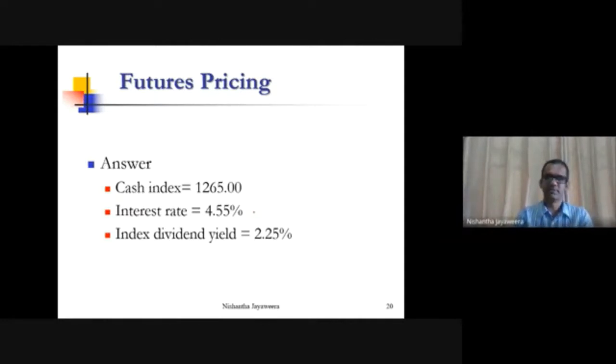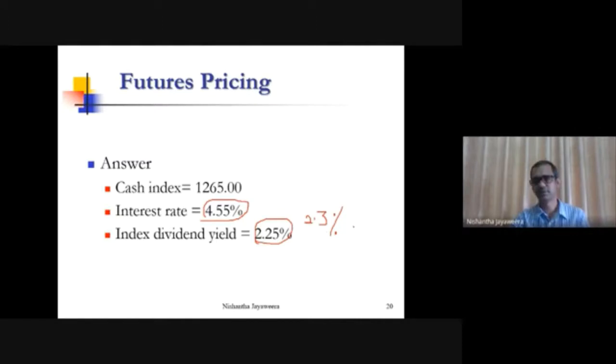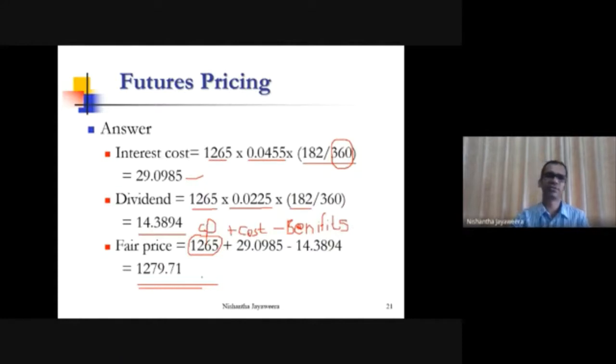In this example, are you getting a net cost or a net benefit? Net cost. It's a net cost because your interest rate cost is at a higher rate than the benefit rate. So the difference is 2.3%. So your net cost is 2.3%. If you calculate 1,265 times 2.3% times 182 divided by 360, plus 1,265, you should get 1,279.71.